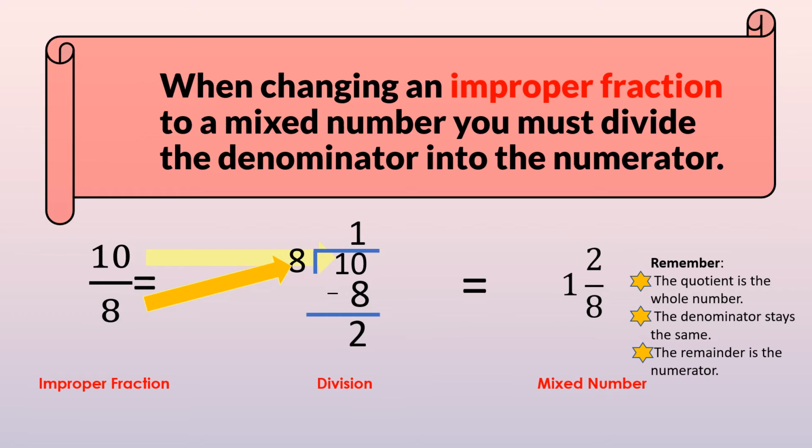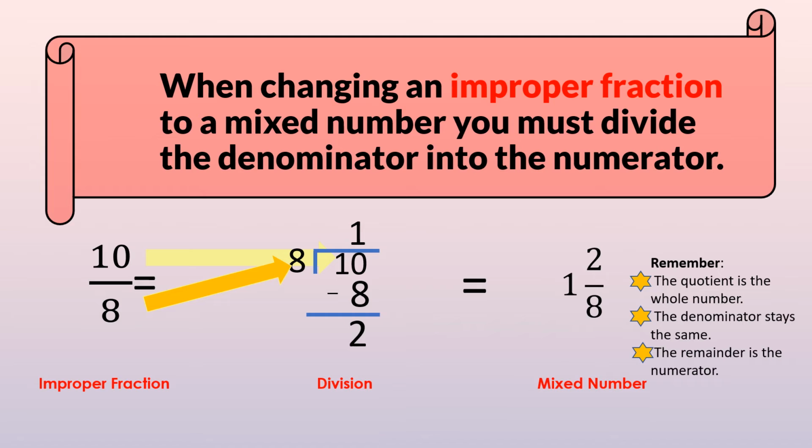So now we do the steps for multiplication. 8 times 1 is 8. Then we take 8 away from 10, which gives us 2. So now it is time to change it into a mixed number. Remember, the quotient is the whole number. So our quotient is 1, so that becomes our whole number.